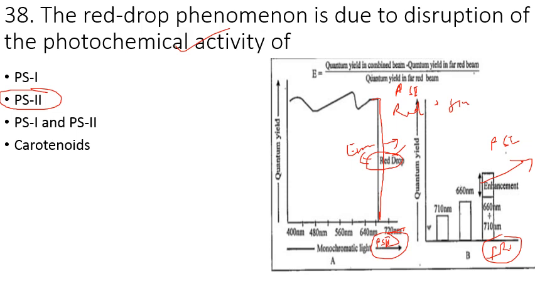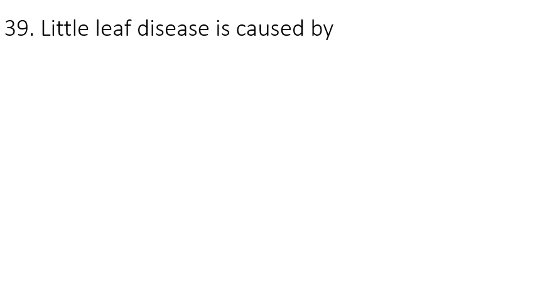When light of red and far red is provided simultaneously, there was an enhancement in the rate of photosynthesis. That enhancement is known as Emerson's enhancement effect. That led to the discovery of another photosystem, photosystem 1. So from here we know that plants have two photosystems, photosystem 2 and photosystem 1. Photosystem 2 absorbs light of the red region of the electromagnetic spectrum, and photosystem 1 absorbs light of the far red region of the electromagnetic spectrum.